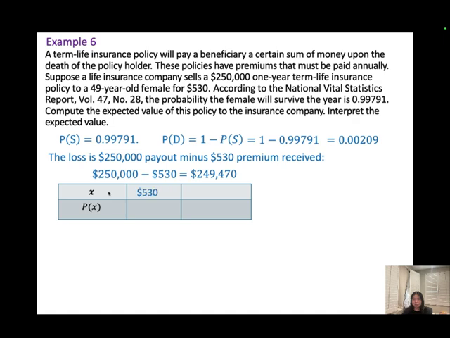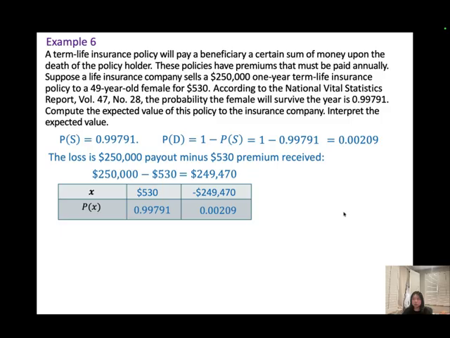First, when the insurance company only receives the annual premium of $530, the probability that the female survives is equal to this number. If the female dies, then the insurance company needs to pay out this amount, so that will be a negative number. It is negative because when the insurance company has a profit, that is 530, but if the female dies, the insurance company gives out this money. The probability for this amount is 0.00209.